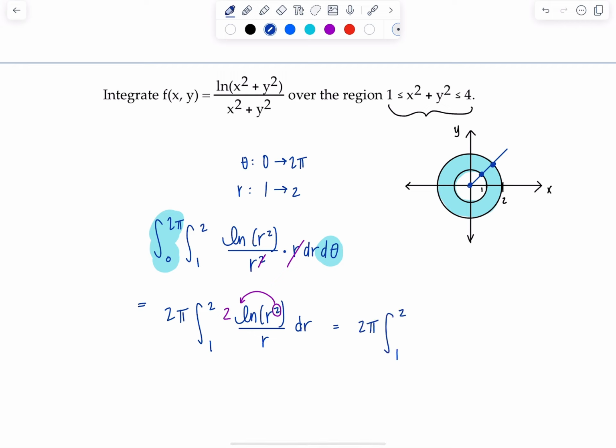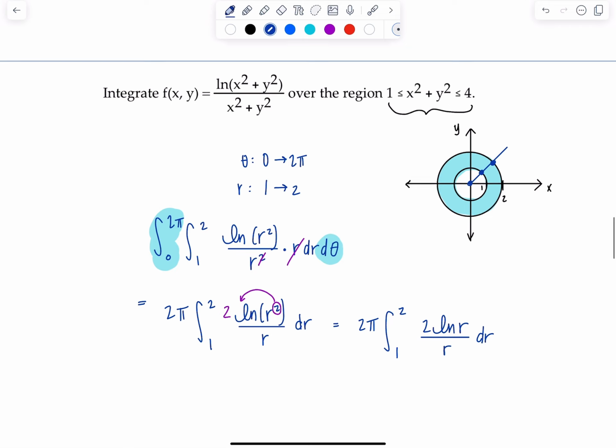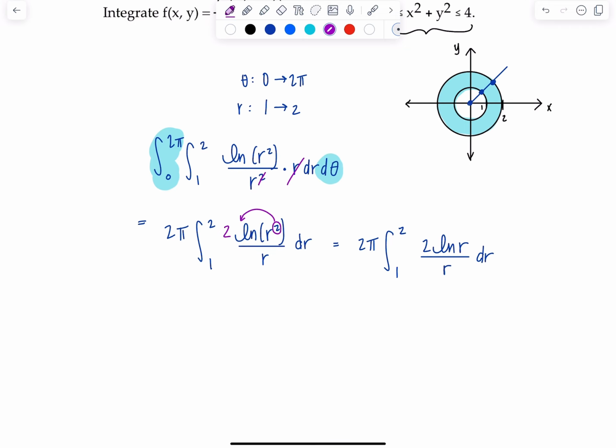So we have 1 to 2 natural log of r over r dr. Do you see now who to let u be? Yes, u should be ln of r, because then du is 1 over r dr, right? How fabulous. And then let's change our limits of integration. So u of 1, that's my lower limit, would be natural log of 1, which is 0. And then u of 2 is ln of 2, which I just leave as is.